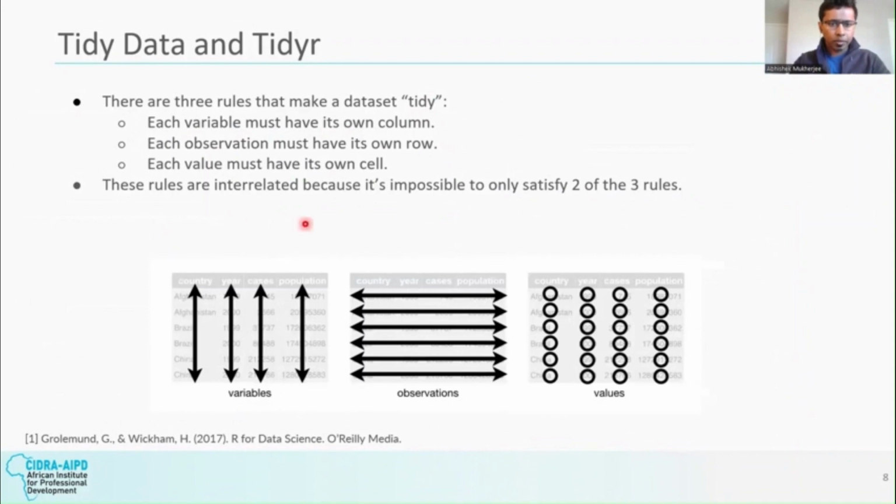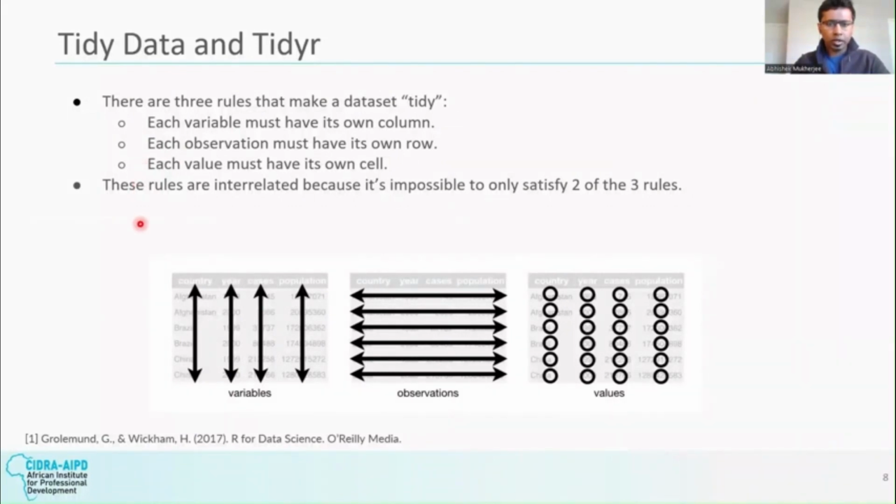This slide would help us understand what are the characteristics of a tidy data set. So essentially, for a data set or a data frame to be tidy, it has to follow these three rules. Number one, each variable must have its own column. Number two, each observation must have its own row. And number three, each value must have its own cell.